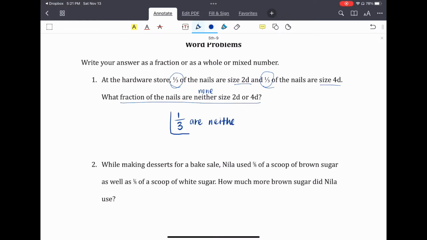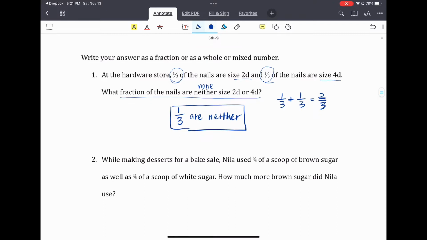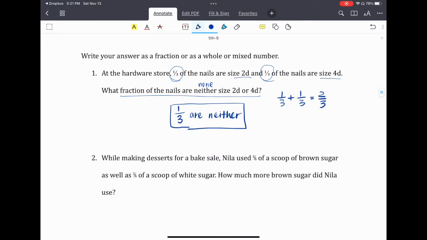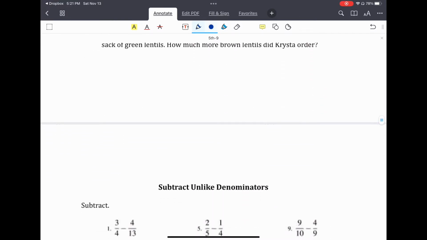If you just think about it, but if we're going to do it algebraically, 1/3 plus 1/3, this is in relation to adding like fractions, is 2/3. So that means 2/3 are size 2D and 4D. But what's not 2D or 4D is 1 minus 2/3, which we know is 1/3. That's how I got the answer. Now you can do the rest using the same thing.